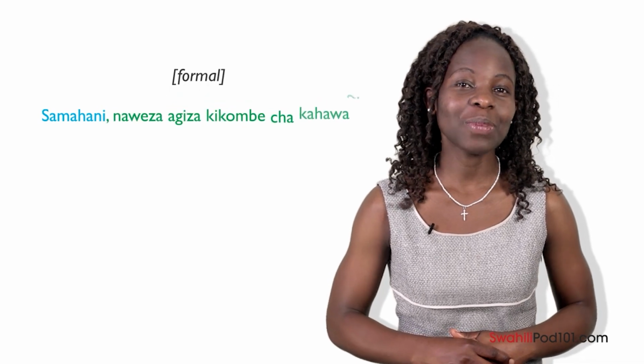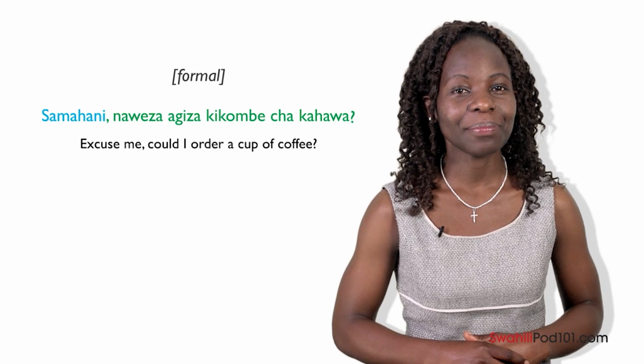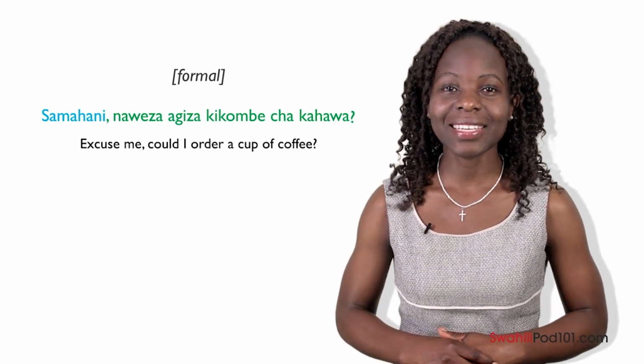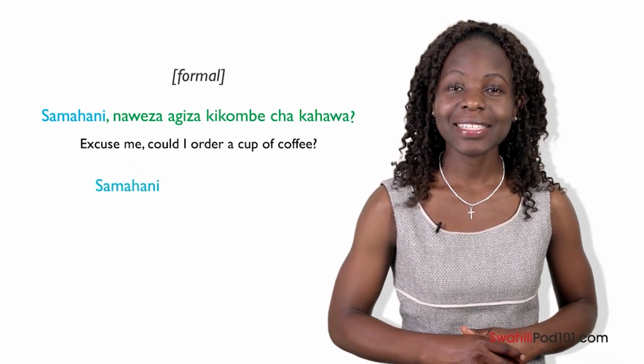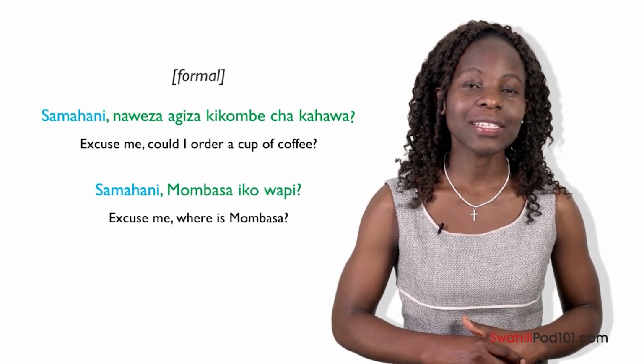For example, samahani, naweza agiza kikombe cha kahawa? Excuse me, could I order a cup of coffee? We can also use it when asking a question. For example, samahani, Mombasa iko wapi? Excuse me, where is Mombasa? Sometimes, we also hear people say just samahani because it can also be used to draw someone's attention.